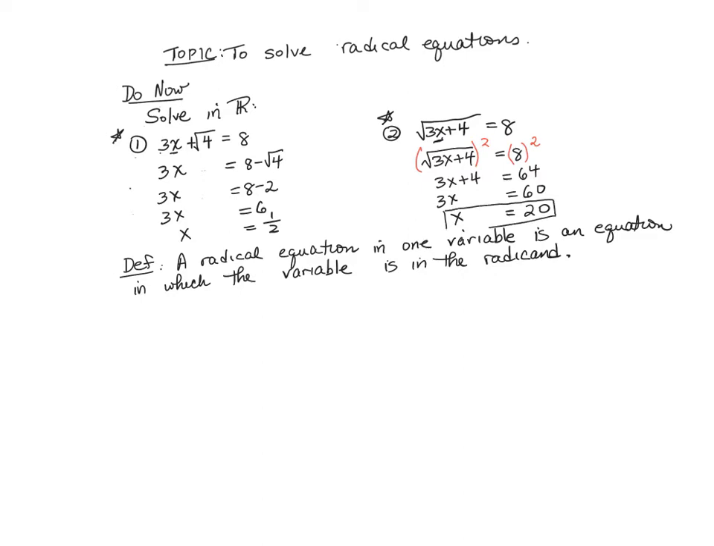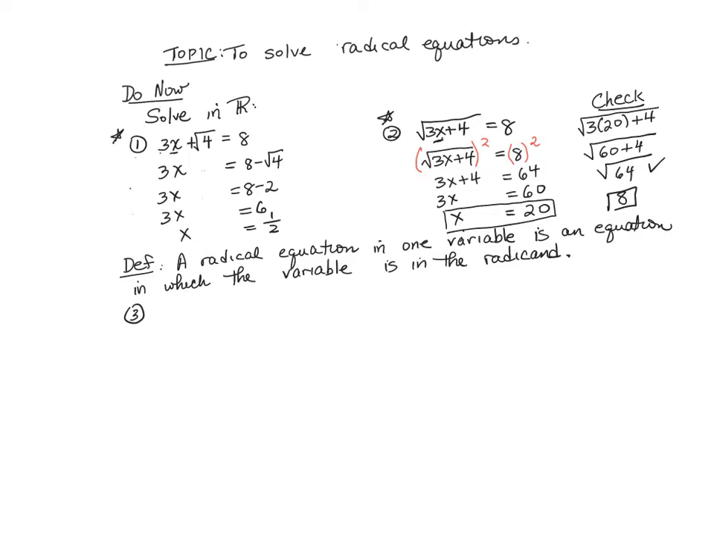It would appear so, but let's just double check it. When we substitute the 20 in here for x and add 4, we get the square root of 60 plus 4, which is the square root of 64, and that's just 8. So it checks, and that's the solution. Let's try a few more. Let's look at this one, 3.